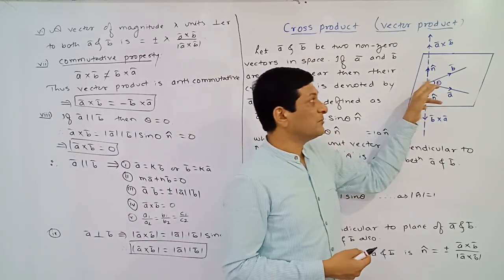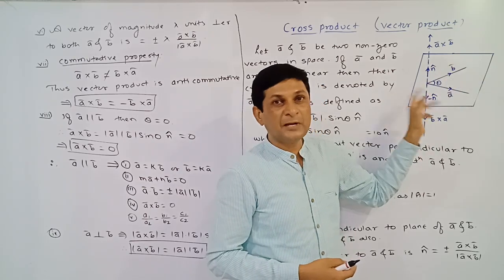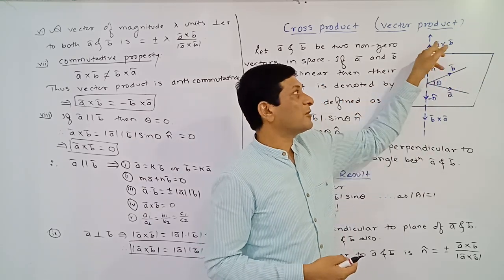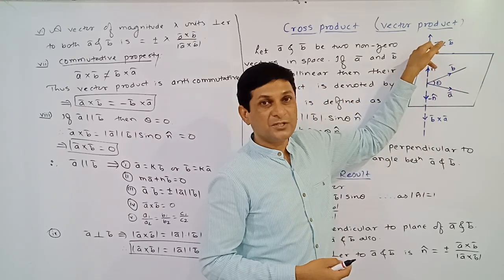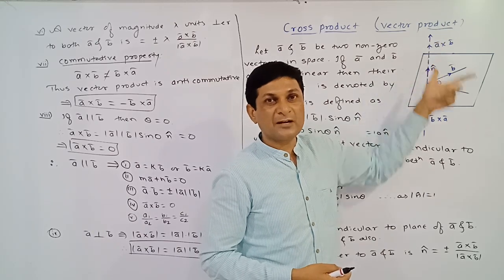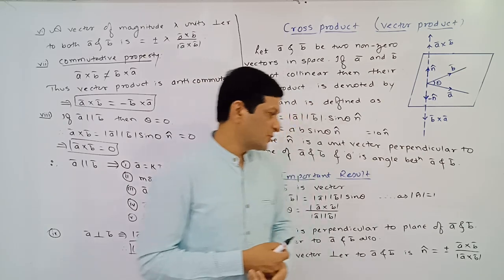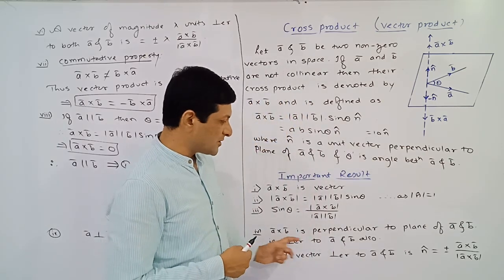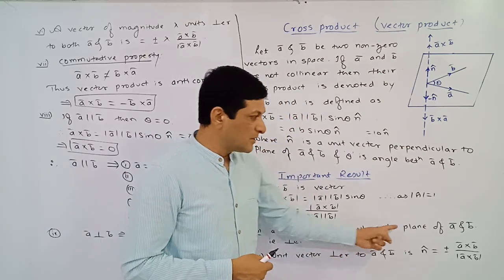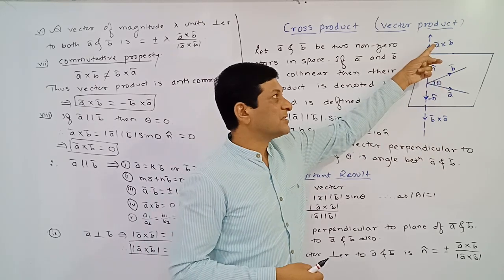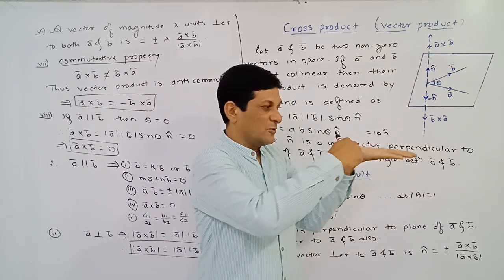And n cap is nothing but the unit vector perpendicular to the plane of a bar and b bar, which means a bar cross b bar is also in the same direction. It is also perpendicular to the plane of a bar and b bar. So here we have got that result. A bar cross b bar is perpendicular to the plane of a bar and b bar, meaning this vector is perpendicular to this plane. Hope you have got that.